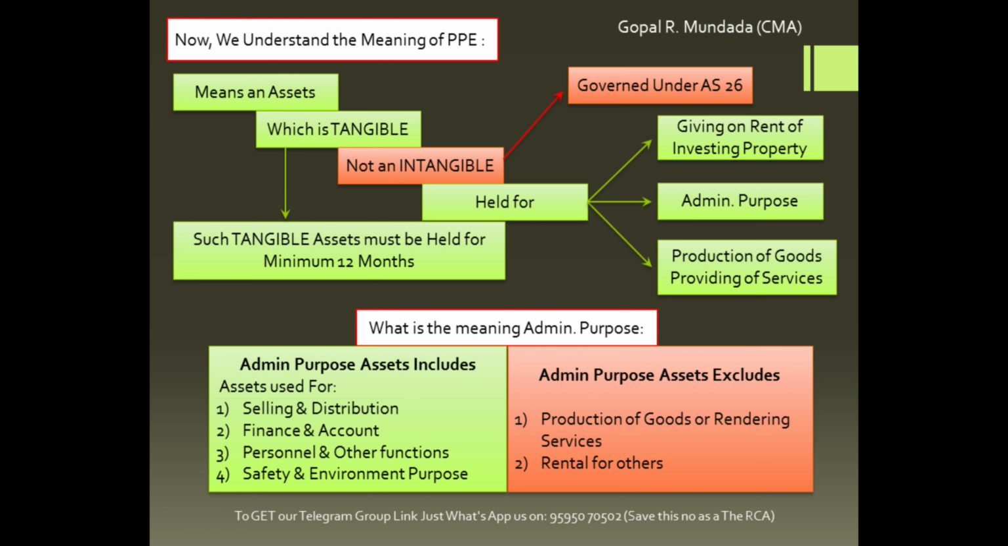So what is the meaning of an administrative purpose asset? Administrative purpose assets include assets that are basically used for selling and distribution, finance and accounts, personnel and other functional departments in the organization, and for safety and environment purposes. So guys, admin purpose assets specifically exclude production of goods or rendering of services and rental of others' property. So here we also cover the meaning of administrative purpose asset.